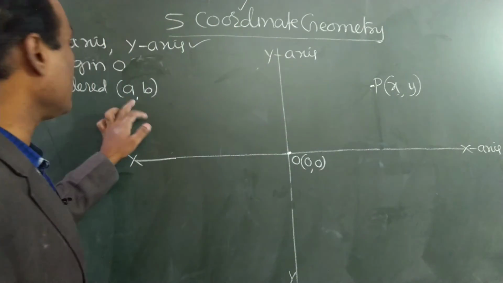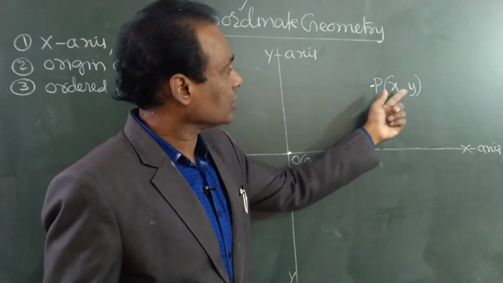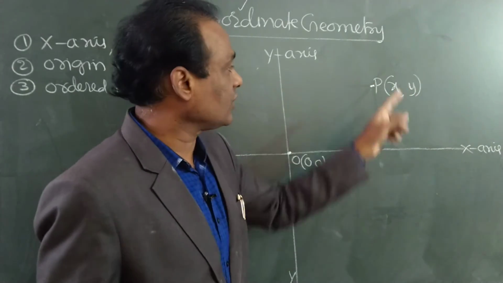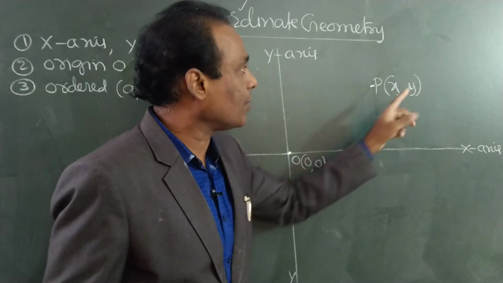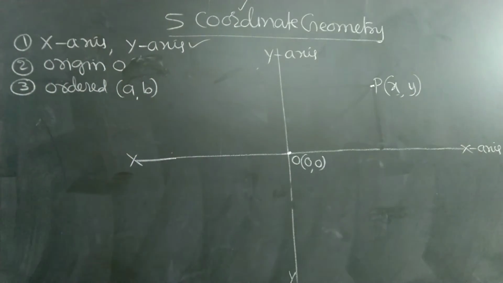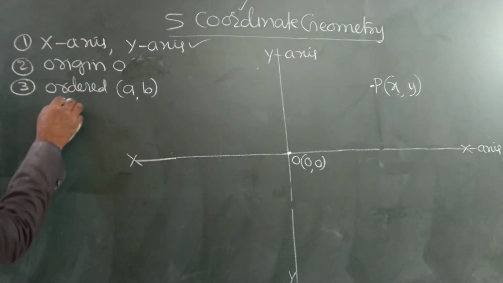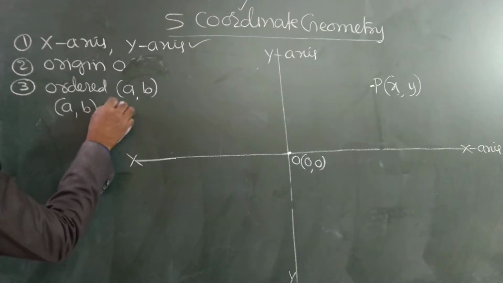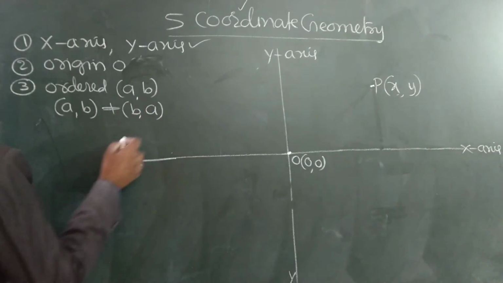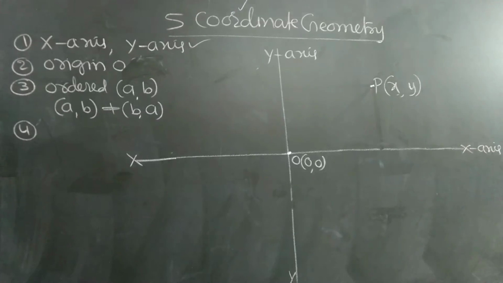So ordered pair means, if you have a and b as two values and you write them in this form, a comma b, then this is called an ordered pair. So (a, b) is not equal to (b, a). This is about the ordered pair.